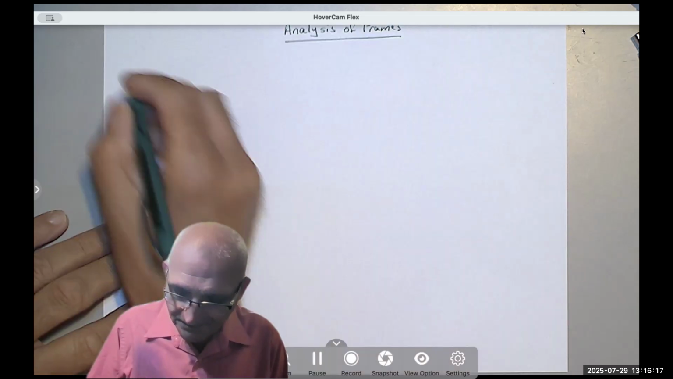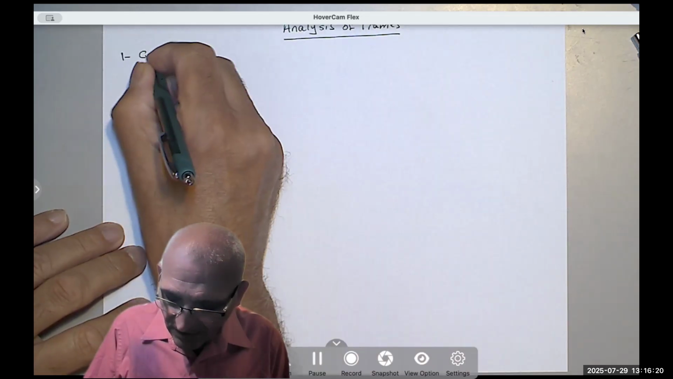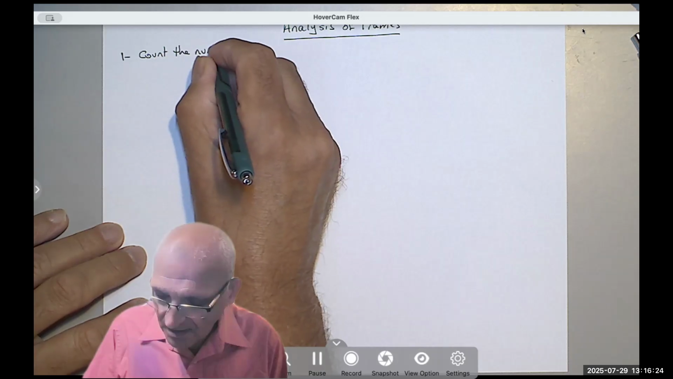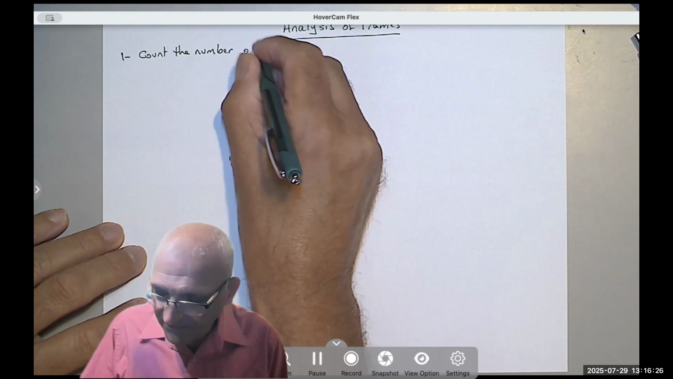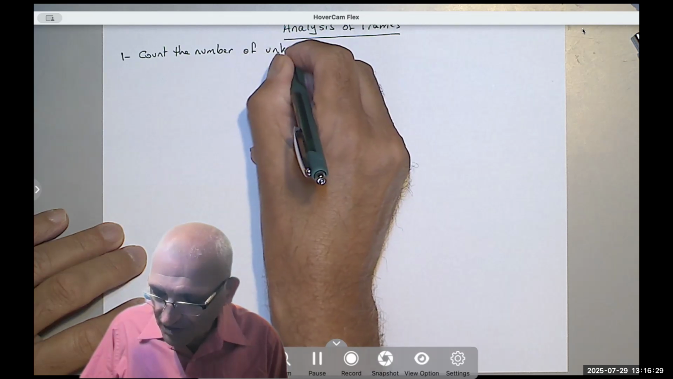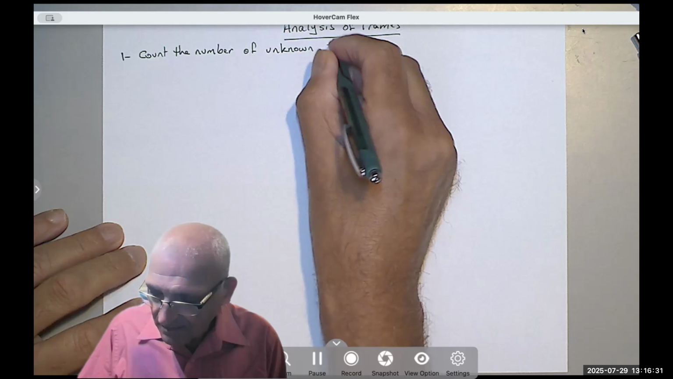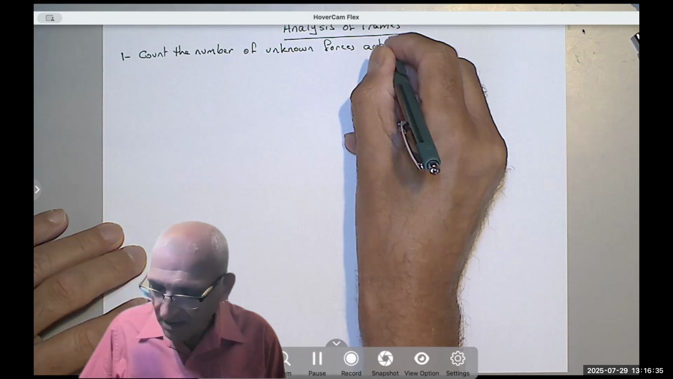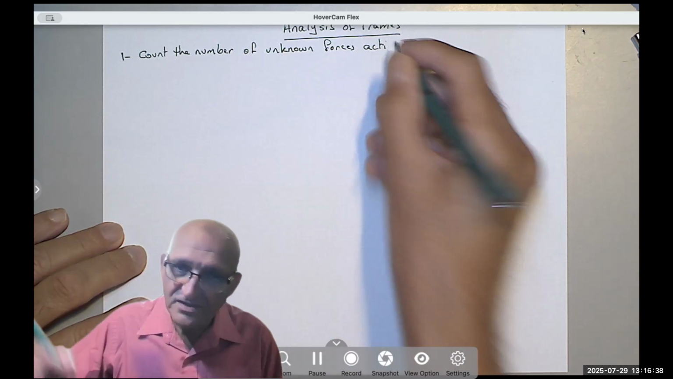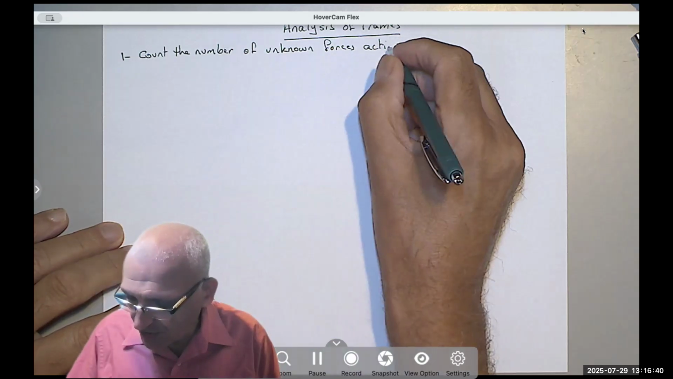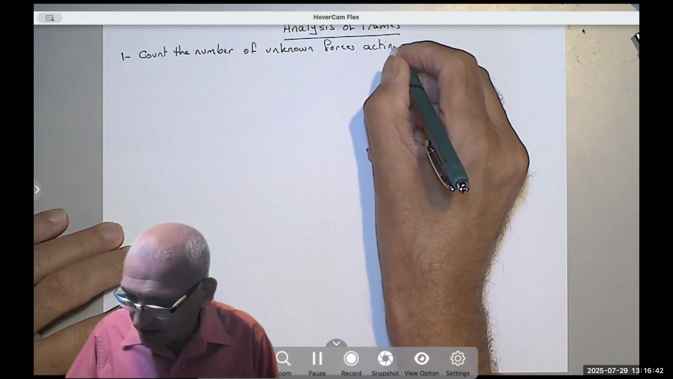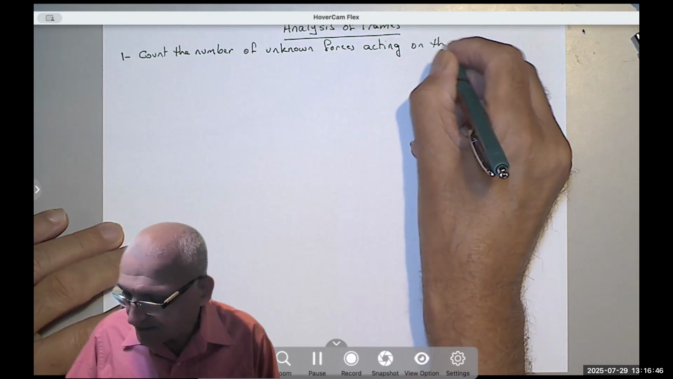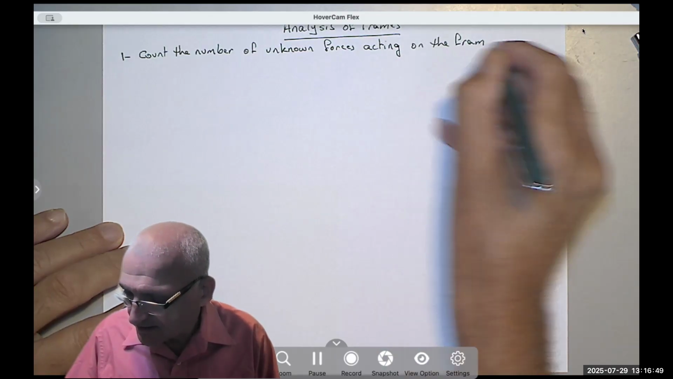So, analysis of frames. Step number one, you are going to count the number of unknown forces acting on the frame. Unknown, okay? Of course, if there is an external load, that's known. So we are calculating the number of unknown forces acting on the frame. Let's call this number n.